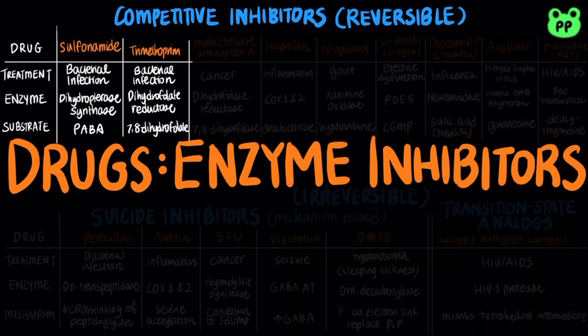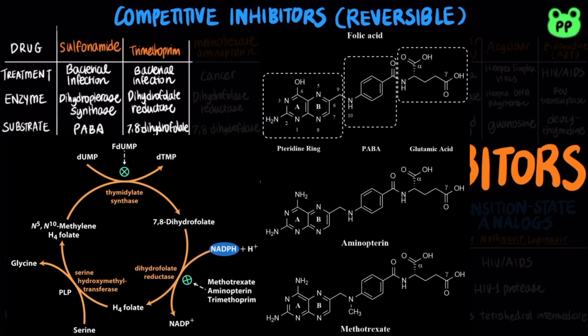Competitive inhibitors of dihydrofolate reductase can also be used to treat cancer. Methotrexate and aminopterin are folate analogs, binding to the active site of dihydrofolate reductase, preventing the synthesis of tetrahydrofolate. This results in the inhibition of DNA synthesis, which is used to treat rapidly dividing cells in cancer.